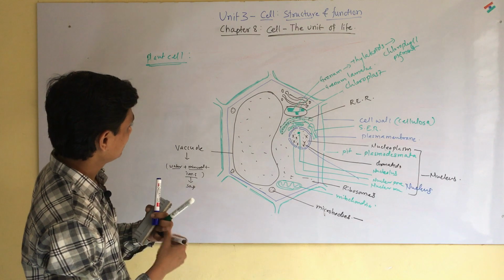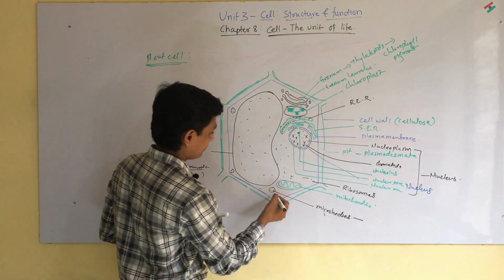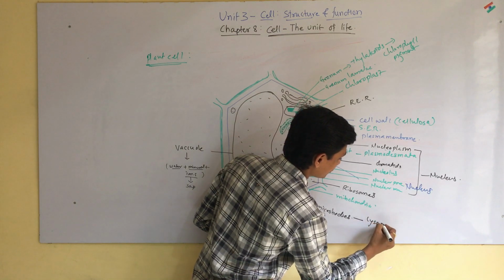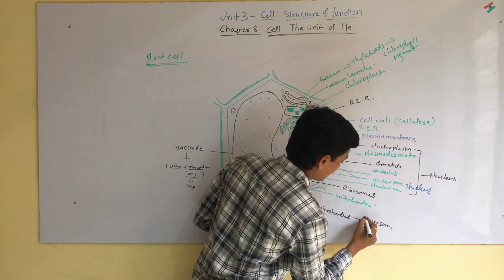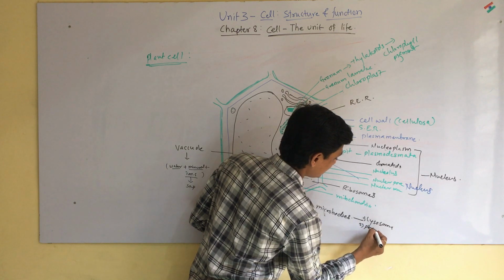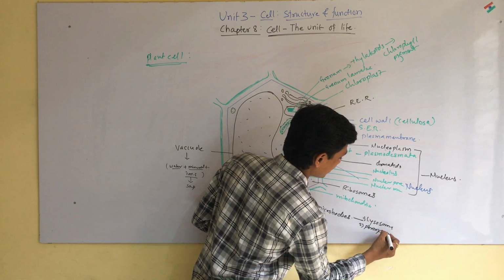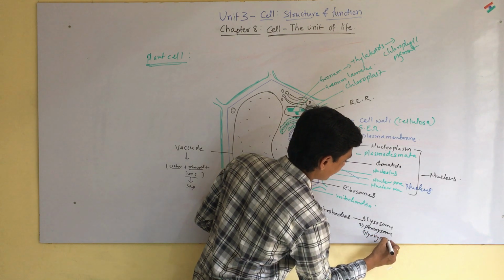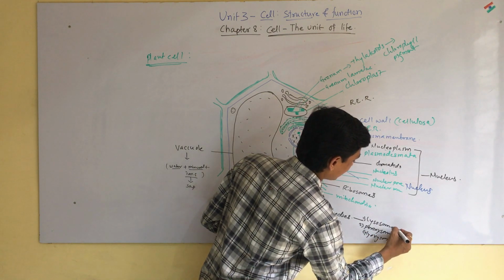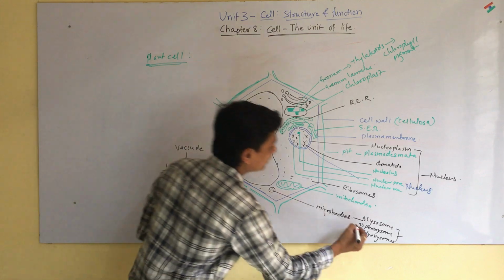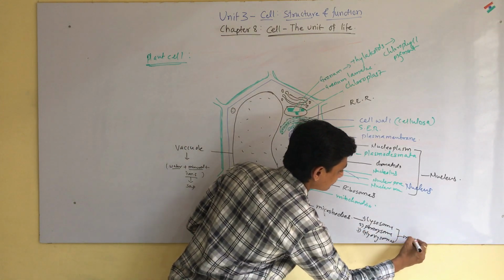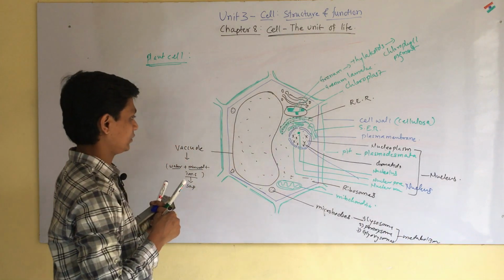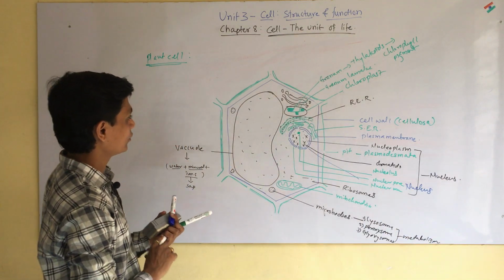Then the microbodies are of three types: first lysosomes, second peroxisomes, and glyoxysomes. The function of all three is metabolism, or they help the cell for metabolism purpose. This is all about the plant cell.